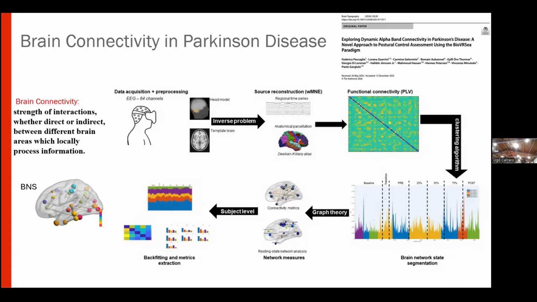And then we see what is happening here. From here, we put together the most significant results and we extract the most significant brain network states. And from there, we can visualize the connections between the areas of the brain.